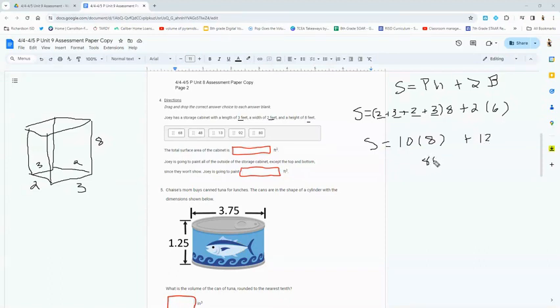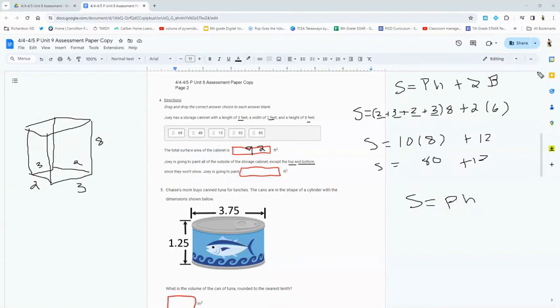80 plus 12 is 92. So I know that my total surface area is 92. And now it says Joey is going to paint all the sides of the storage cabinet except for the top and bottom. So that lets me know this is lateral surface area. And the formula for lateral surface area is simply S equals PH.